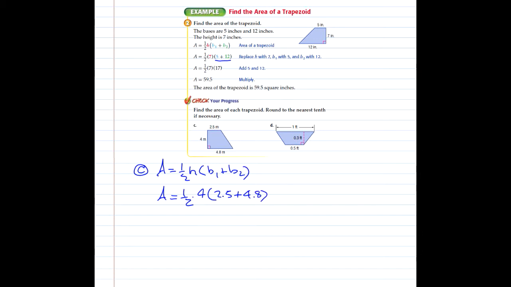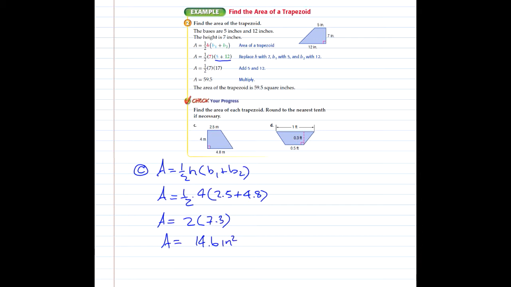So I'm going to simplify 1/2 of 4 and get 2. I'm going to add these two numbers together and get 7.3. The area, therefore, of this trapezoid is 14.6 inches squared.